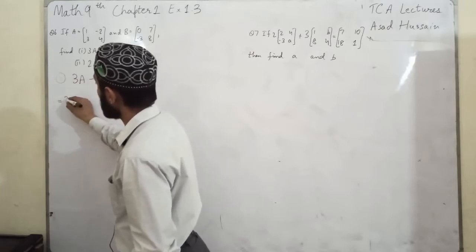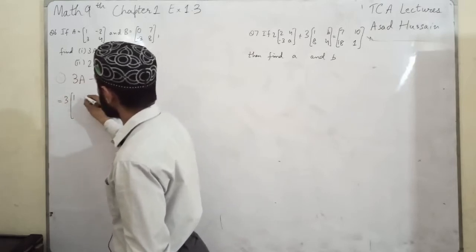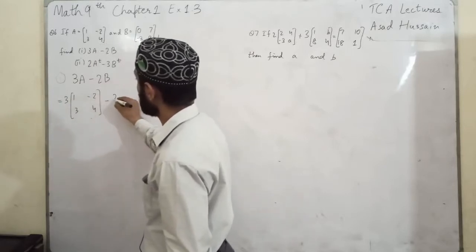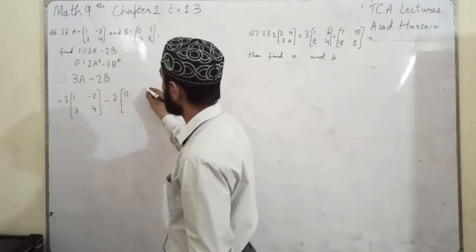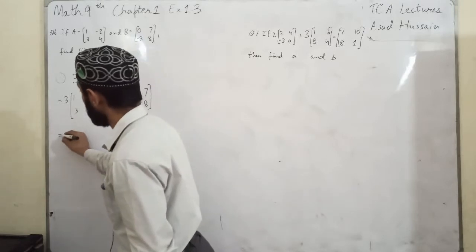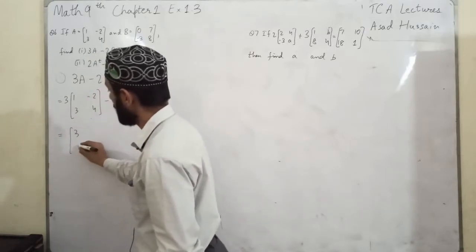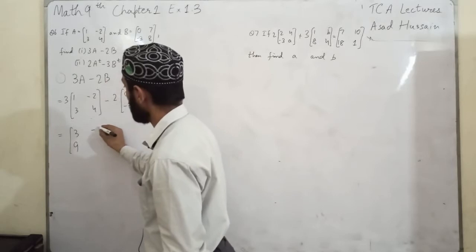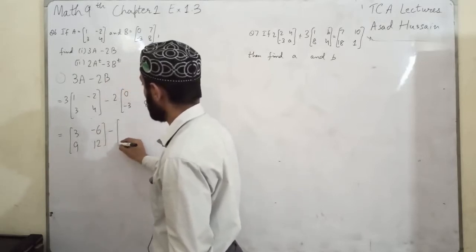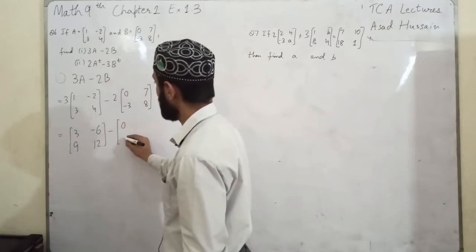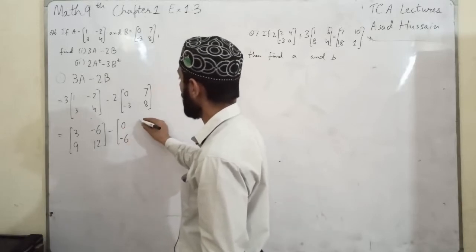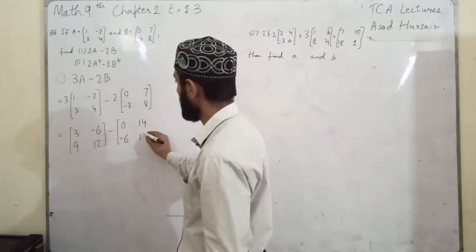Putting the values we get 3 [1, -2; 3, 4] minus 2 [0, 7; -3, 8]. Now multiplying the real number, we get 3 into 1, 3; 3 into 3, 9; 3 into negative 2, negative 6; 3 into 4, 12. Negative 2 into 0, 0; 2 into 3, we get negative 6; 2 into 7, 14; 2 into 8, 16.